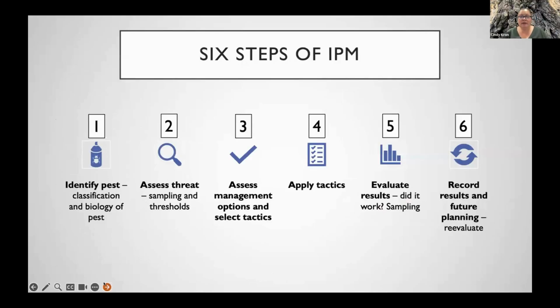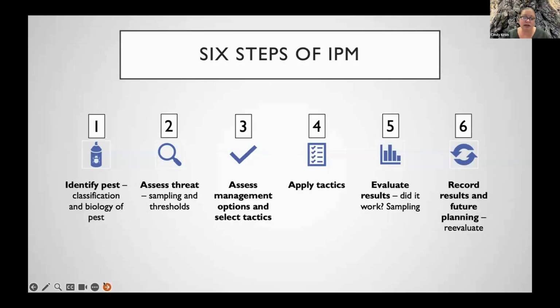So there are 6 steps of IPM. The very first step is identify the pest. It's very important that you identify what the species is that you're dealing with. The reason being is that every species is slightly different from the next. Even closely related species sometimes have different life cycles. So if you try to apply a certain control measure because it worked for species A, but you have species B, it might not work the same.